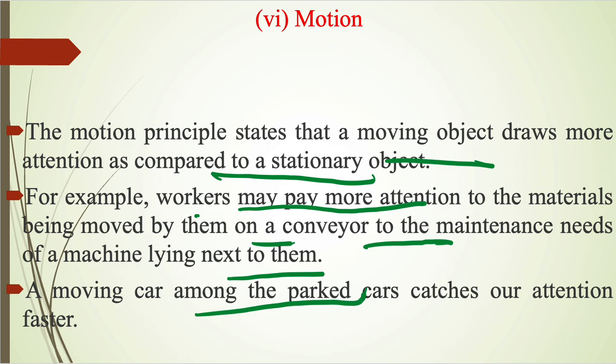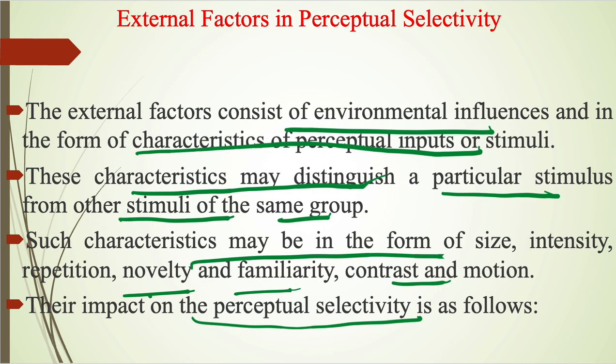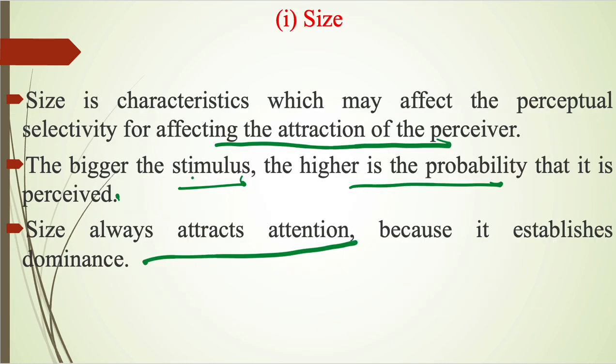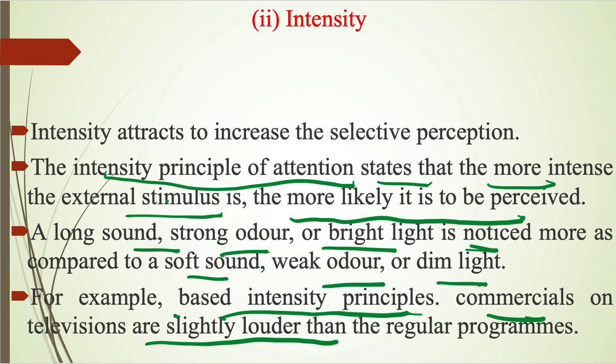I will summarize all the points again so that you can easily understand the topic. External factors generally consist of environmental influences that affect the perceptual process. There are various external factors which affect the perception of the consumer. First is size. Size affects perceptual selectivity by affecting the attention of the perceiver. The size should be bigger to get the attention of the consumer. Second is intensity. Intensity may be color, odor, sound, and so on. It should be strong and loud to get attention.